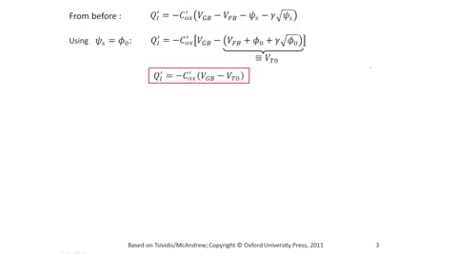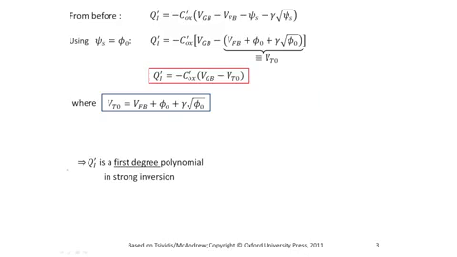So now we have our first very simple equation. The inversion layer charge per unit area is negative, of course, and is proportional to the oxide capacitance and the difference between the gate bulk voltage and VT0, the threshold voltage. And VT0 from here is given by this expression. So these equations are very commonly used in strong inversion. So what do you see? That QI is a first-degree polynomial in strong inversion.